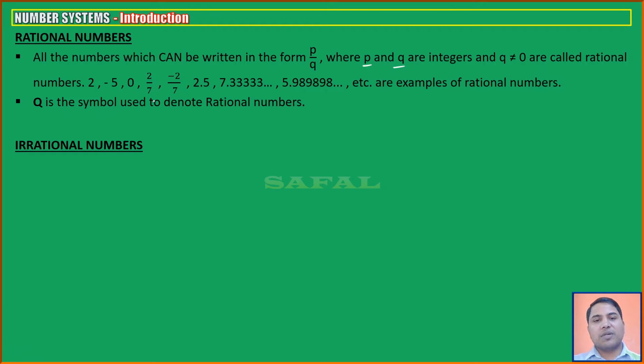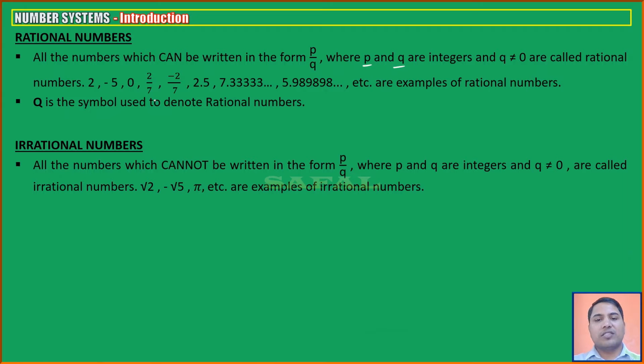The next in the list we have is irrational numbers. That means those numbers which we cannot write in the form what? P by Q form, where P and Q are integers and Q not equals to 0, are called what? Irrational numbers, like √2, -√5, pi, etc. are examples of irrational numbers. Now Q dash is the symbol used to denote what? Irrational numbers.